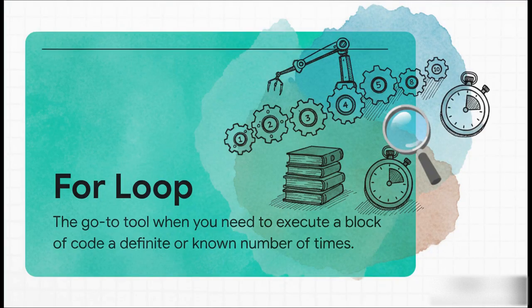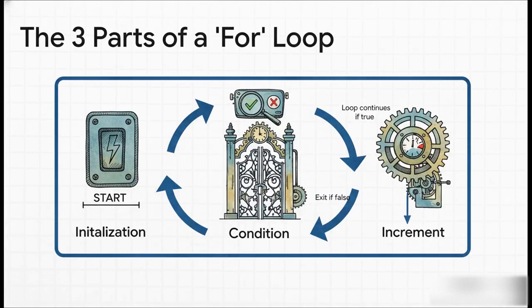Yeah, you can really think of the for loop as your super reliable counter. It's the tool you grab when you know exactly how many times you need to do something before you even start. Like counting from 1 to 10 or going through every item in a shopping list. So what's so great about the for loop? Well, its real power is how it packs all its logic into one single line. It's got 3 key parts. First, the initialization, that's where you set up your starting point. Then you've got the condition, which is basically the rule that tells the loop when to stop. And finally, the increment, which updates your counter after every single cycle.